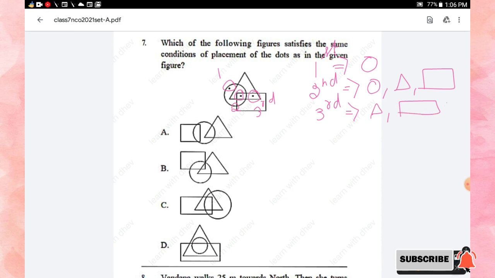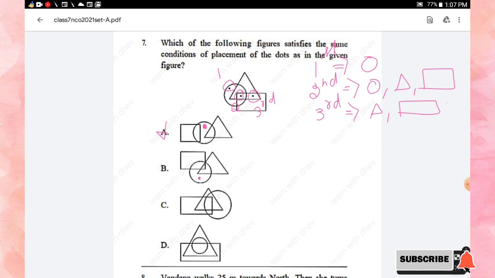Right, now we'll move on to the options. In option A, I am able to place the first dot in the region of the circle alone. For the second dot, there is no region shared by the 3 shapes. Right, so option A is wrong. So we cannot place the second dot, right? So we'll eliminate option A. Then move on to option B. Here, I could place the first dot in the circle region alone.